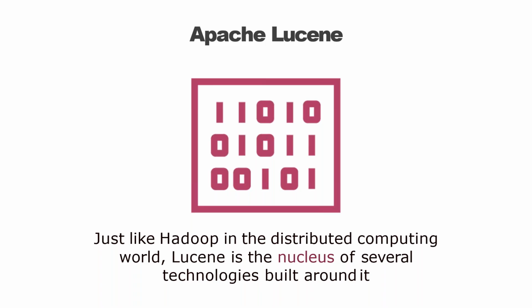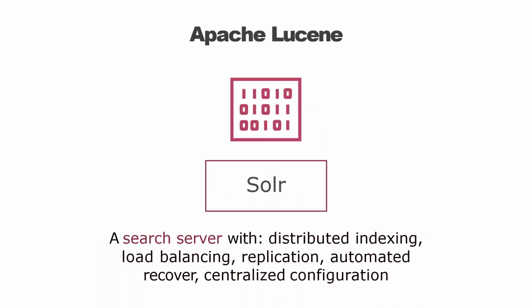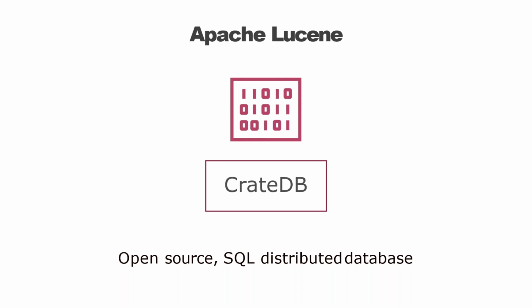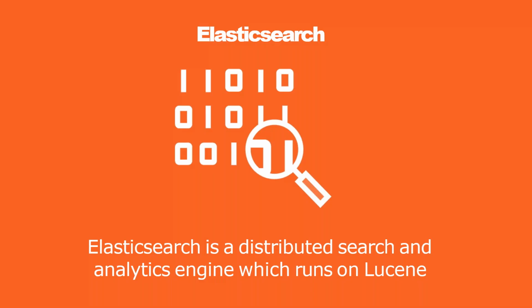Just like Hadoop in the distributed computing world, Lucene is the nucleus of several technologies built around it, such as Solr. Solr is one of the products built on Lucene. CrateDB is also built on Lucene. So Elasticsearch is also built on Lucene. That means Elasticsearch uses Lucene as the engine for a distributed search and analytics engine. Are you understanding?